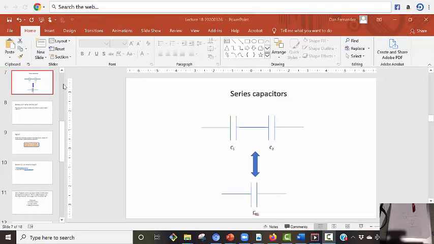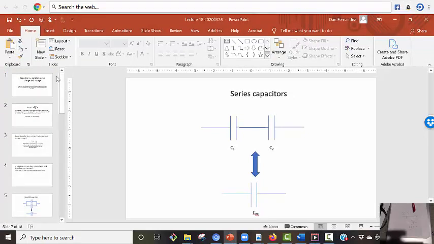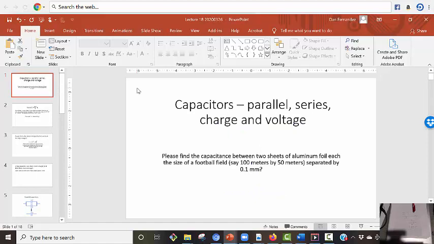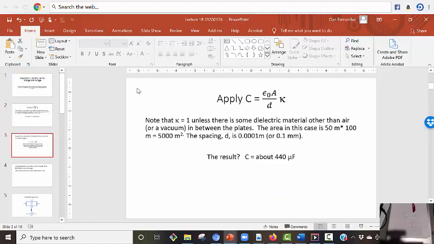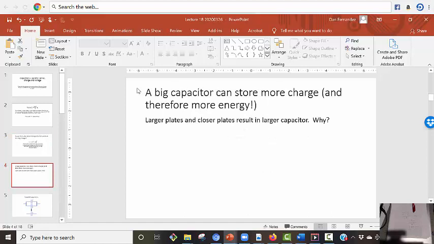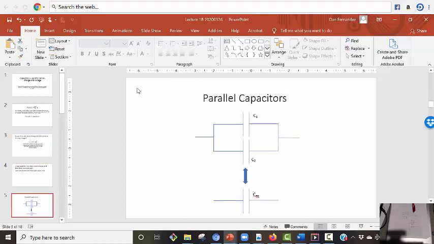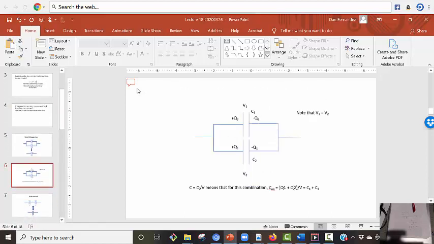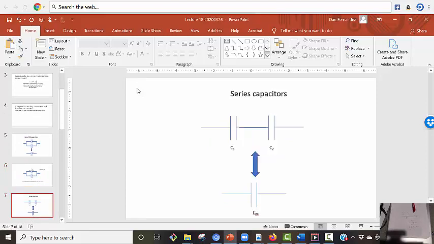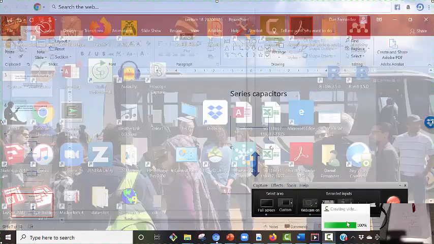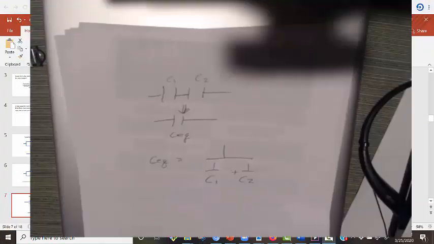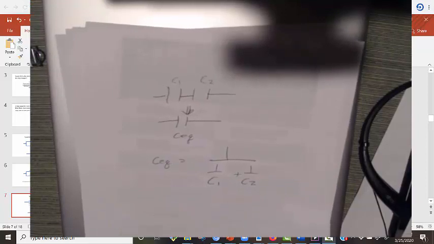So you see the last couple slides I was working with, because my writing covers it up. That's the first one, second one, third one, fourth one, fifth one for parallel capacitors, sixth one, parallel capacitors, seventh one, series capacitors. All right, I'm going to move on.